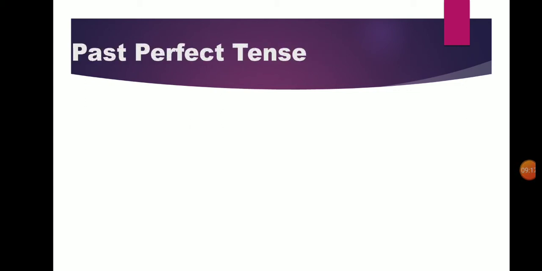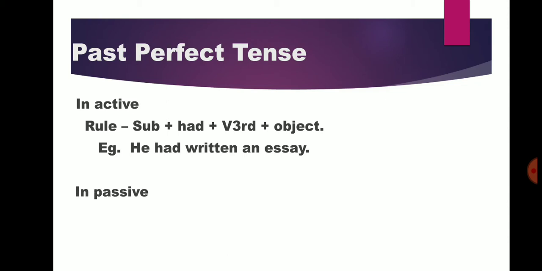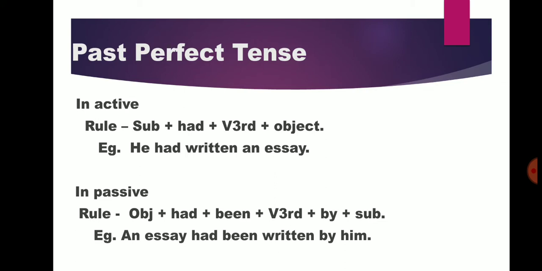Okay, next is past perfect tense. In active, the rule is subject plus had plus verb third form plus object. Example: he had written an essay. And when we change it into passive, the rule is object plus had plus been plus verb third form plus by plus subject. And the example: an essay had been written by him.